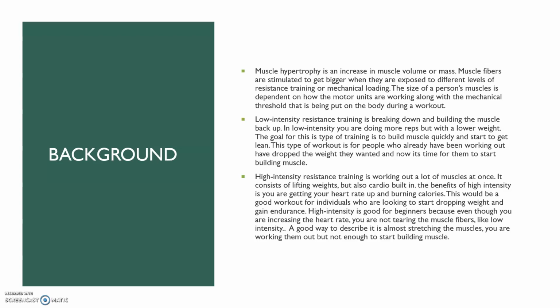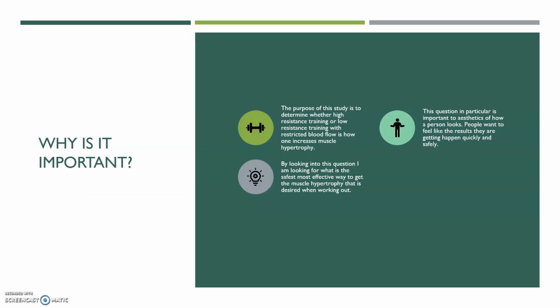Whereas high intensity training, or if you've known it as a HIIT workout, it's working out many muscle groups and really building up that sweat and getting that heart rate up. And it consists of lifting weights, but it also consists of having a lot of cardio days built in. The benefits of high intensity is that you're getting your heart rate up, you're burning those calories that you want, and you're dropping weight, and that's what high intensity is good for. A good way to describe it is you're stretching out the muscles, you're working them out, but you're not building up that continuous muscle like you would be in low intensity.